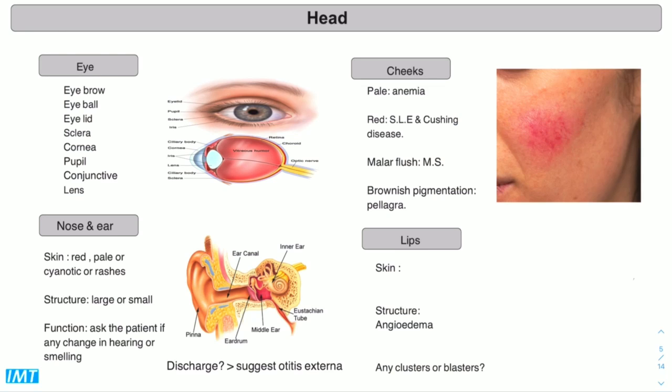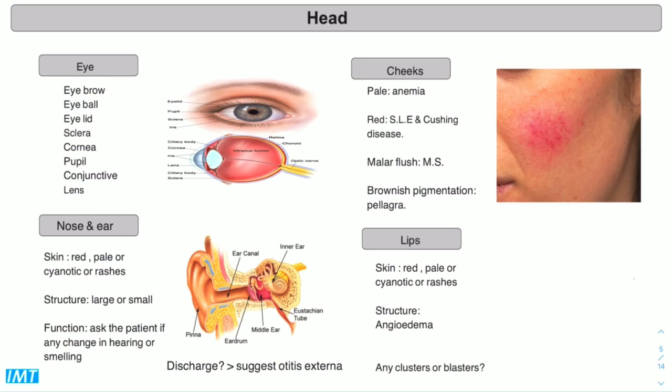As you can see here, we have a little bit of flush on the cheeks. The differential diagnosis for this patient could be mitral valve stenosis, systemic lupus erythematosus, or any other dermatological conditions.